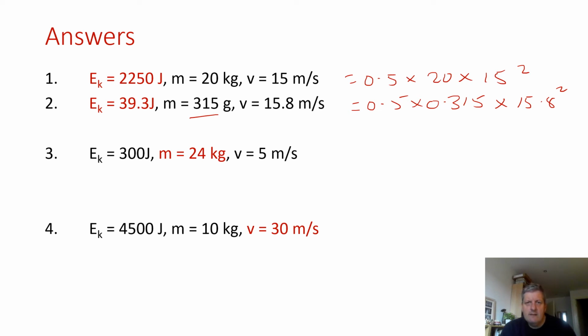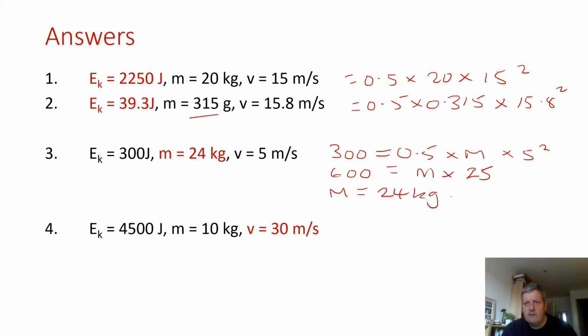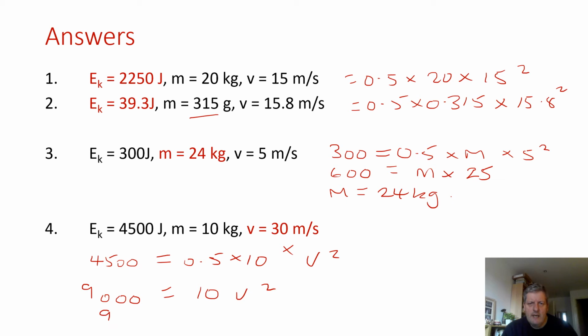Question 3, we're asked to find the mass. So we're going to put the energy on the left hand side, make that equal to half times m, unknown mass, times 5 squared for the velocity. So simplify down to find mass, times both sides by 2, multiply out the 5 squared. So we're going to get m equals 24,600 divided by 25. And for question 4, we need to find velocity. So it's 4,500 for the energy equals half times 10 times our velocity squared, times both sides by 2, divide both sides by 10, take a square root, and we get V equals 30 meters per second. So well done if you got those correct.